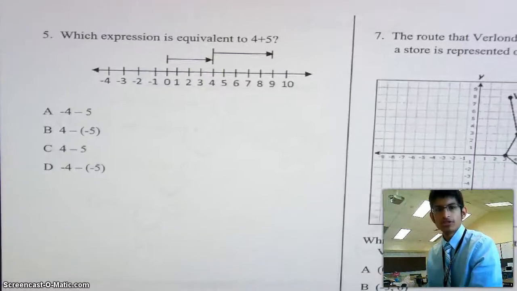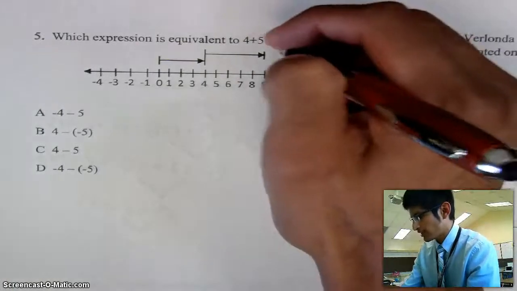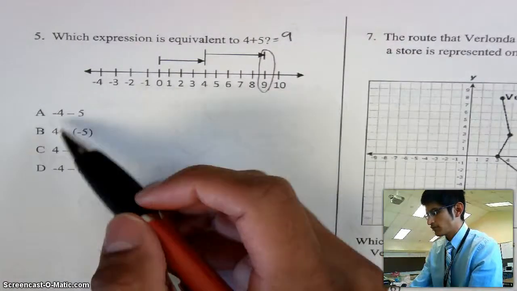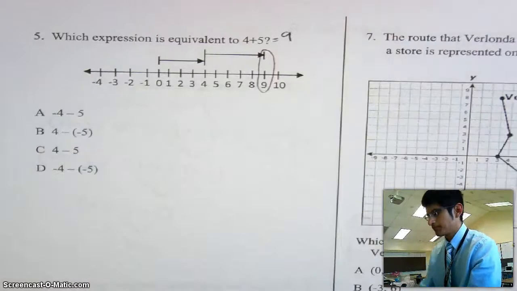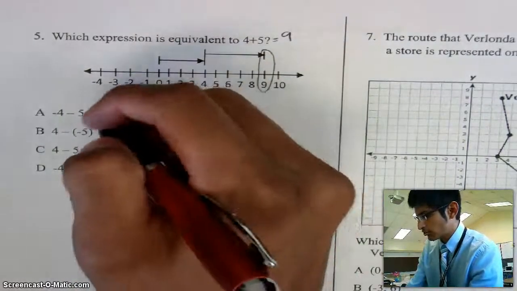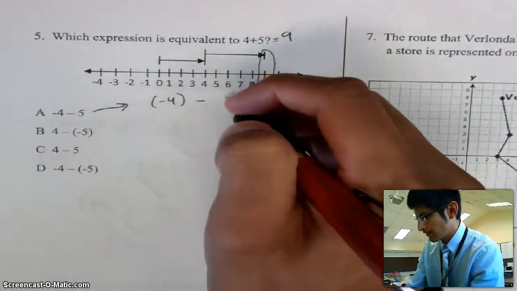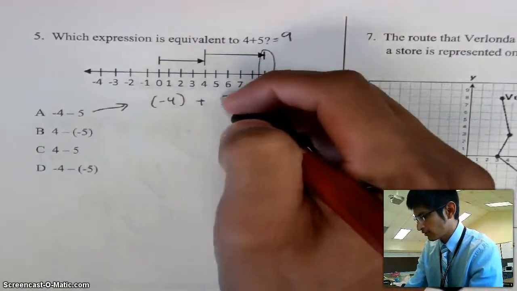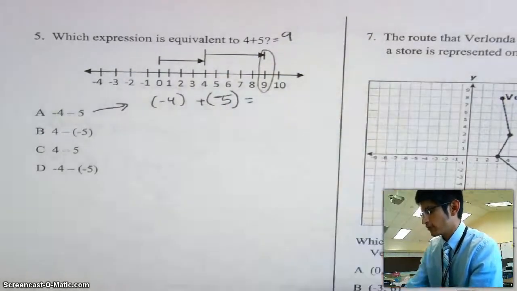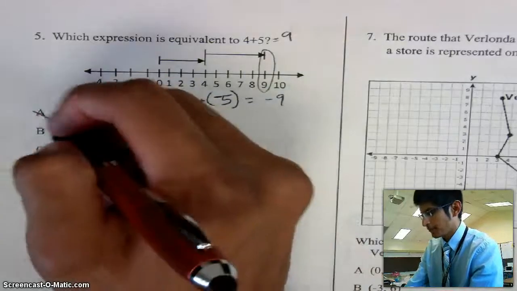All right, number 5. Which expression is equivalent to 4 plus 5? Well, I know 4 plus 5 is 9, right? Because I see my arrow ends over here at 9. So I'm looking at which of these equations also equals 9. This one says negative 4 minus 5. If I change this to an addition problem, I put a line going down, turn the second number around, and then I get negative 4 plus negative 5, which equals negative 9. And my answer needs to be positive 9, so it's not A.